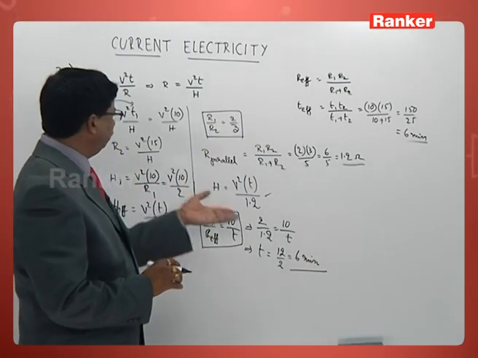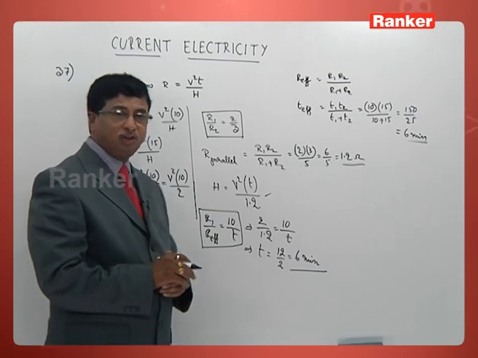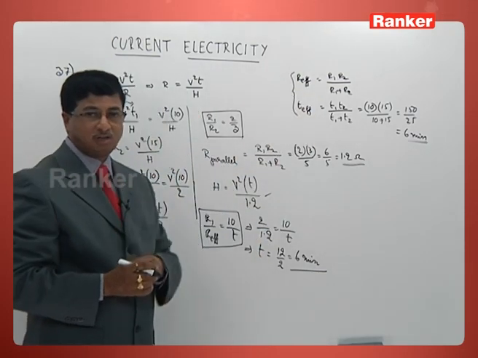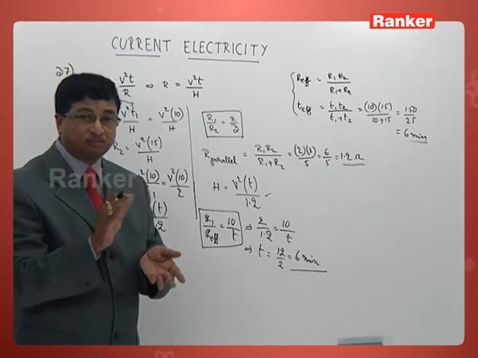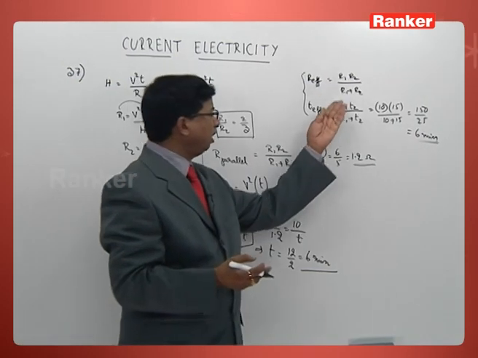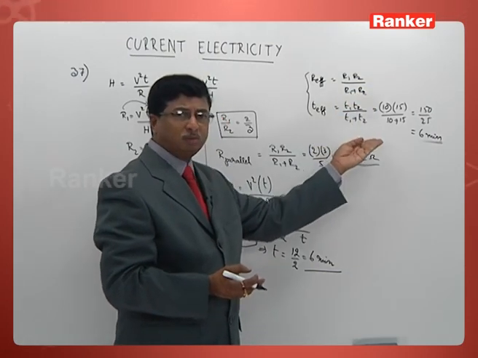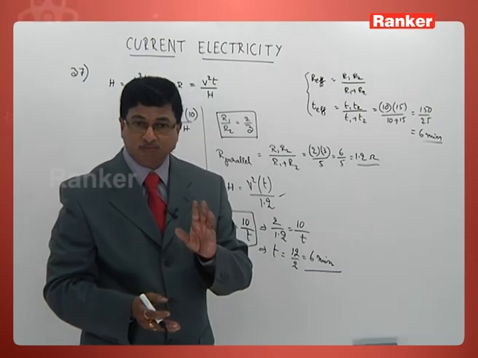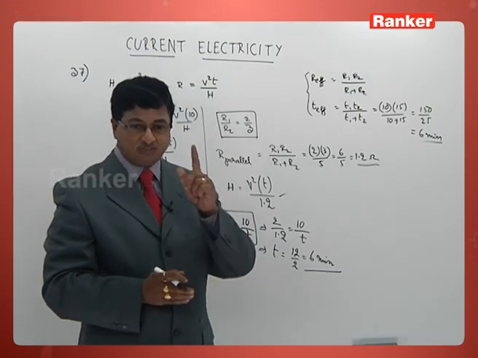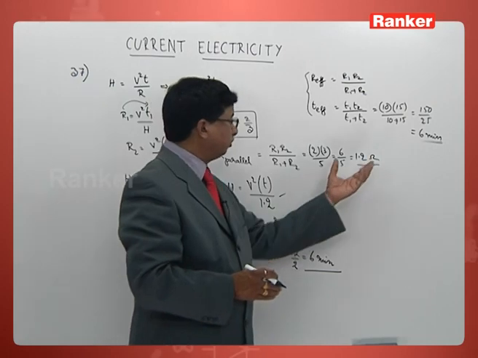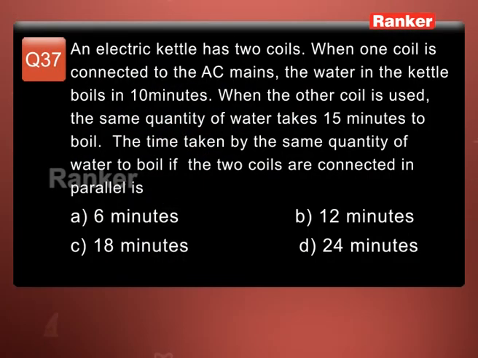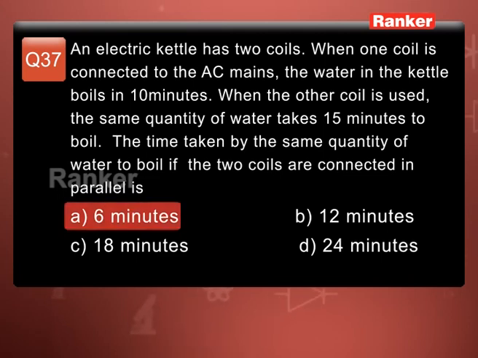So you need not even do this much. Straight away also you can do it. Remember, this is the shortcut for this type of model. Suppose they say they are connected in series, then write here R1 plus R2. Here you write T1 plus T2. How much will it now be? 10 plus 15, it will be 25 minutes. So this is actually the concept of problem number 37, where the option tallies with the first option, that is, the answer is A now.